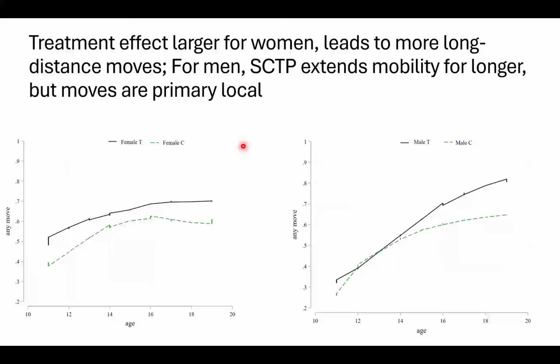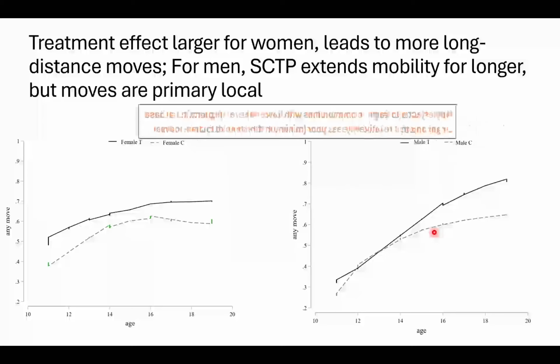The treatment effects are larger for women. So these are women, these are men. You can see that for men in particular, the program sort of extends the period where they are kind of mobile. See that? So the larger effects are at the older age group. So that's the effects for men.